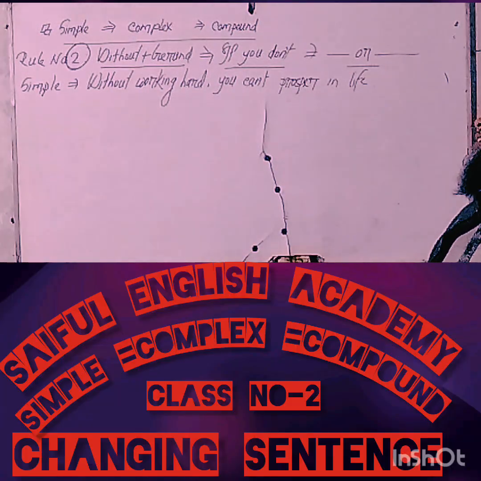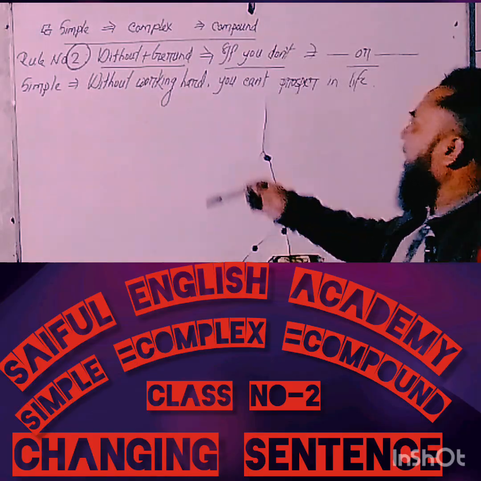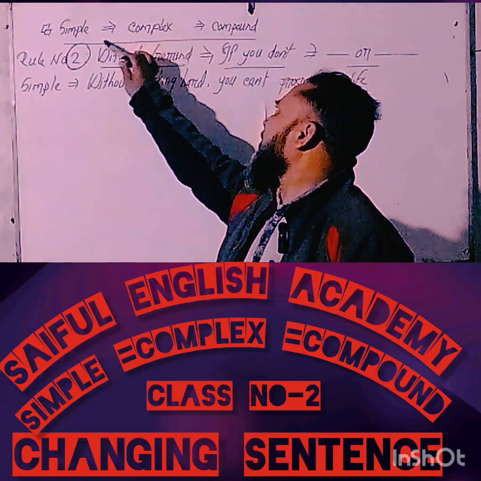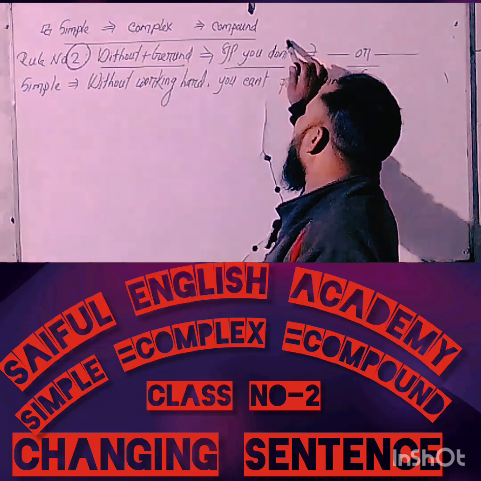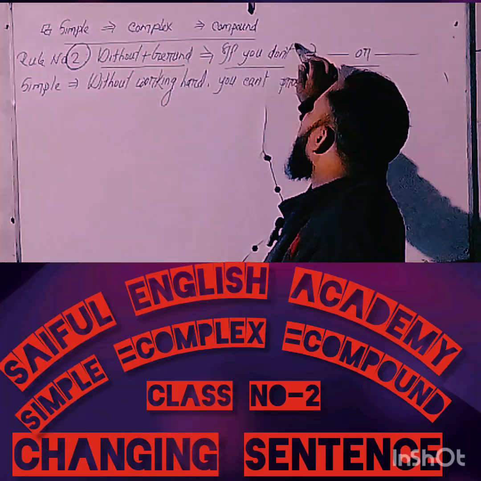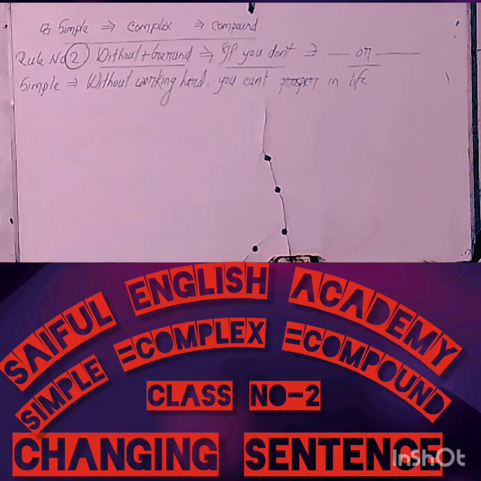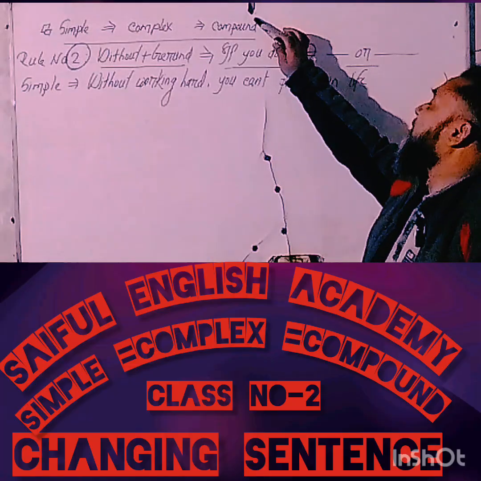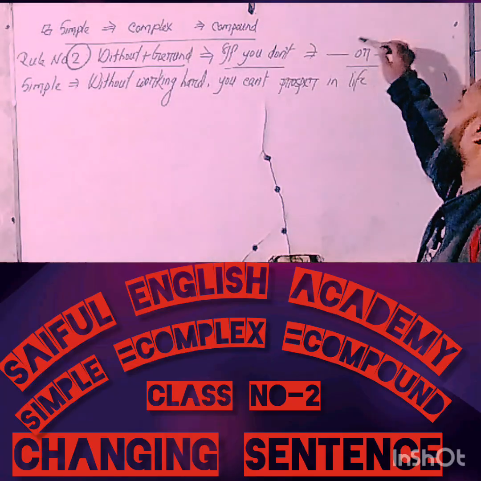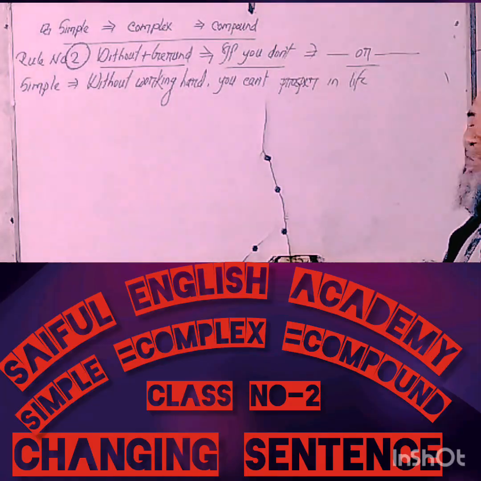Now let's take a look at the board. According to my mind, rule number three is very easy. If a simple sentence starts with without plus gerund, and if you are told to change the sense of a simple sentence into a complex sentence, you'll have to use if you don't instead of without plus gerund. On the contrary, if you are told to change it into a compound sentence, you'll have to use or in the middle of the statement at the place of comma instead of without plus gerund.